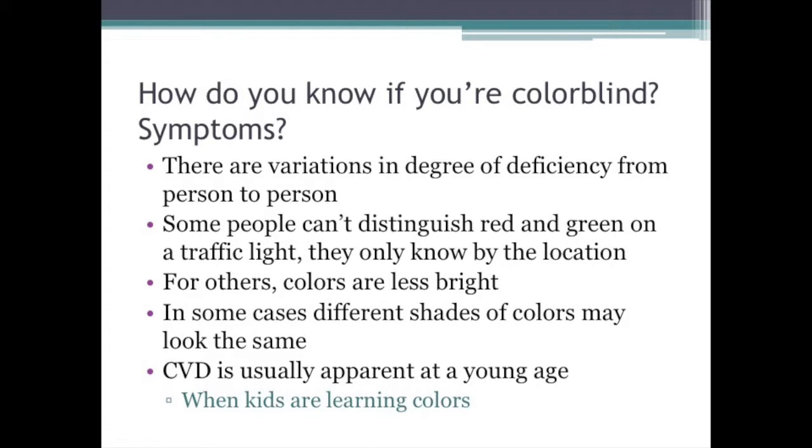So, how do you know if you're colorblind, and what are some of the symptoms? There are variations in degree of deficiency from person to person. Some people can't distinguish red and green on a traffic light. They only know by the location. For others, colors are less bright. In some cases, different shades of colors may look the same. And CVD is usually apparent at a young age.